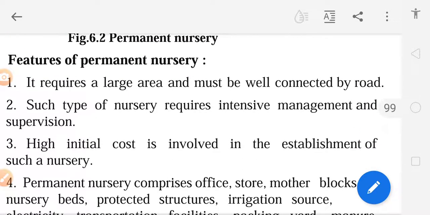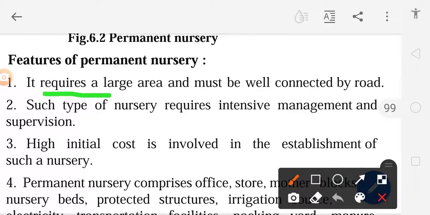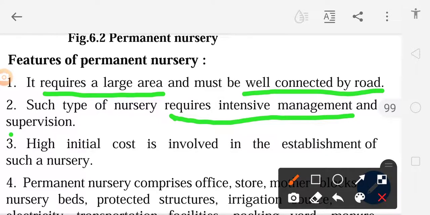Now what are the features of this permanent nursery? It requires a larger area, well connected by road. If there is no transport facility, then this nursery will be of no use. Then this also requires intensive management and supervision. What do we mean by intensive management? It means all intensive care regarding manures, fertilizers, spraying of insecticides, spraying of fungicides, then protection of nursery plants from heavy wind, protection from hot sun, protection from cold winds. All these intensive care are required.